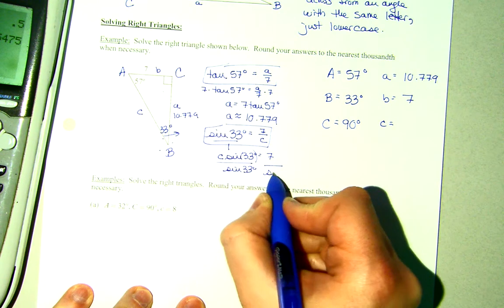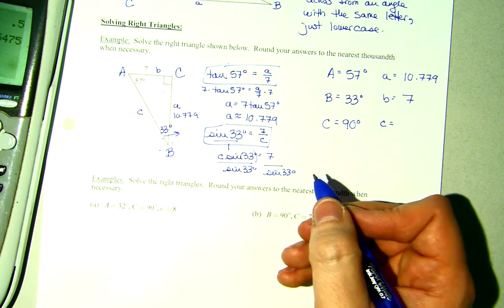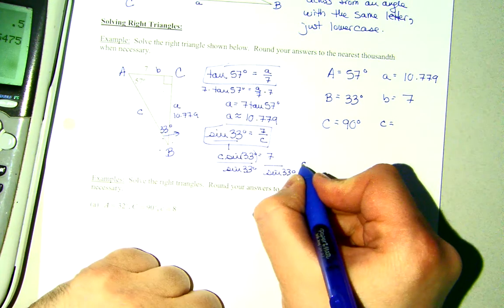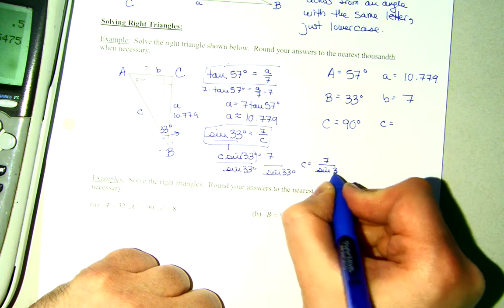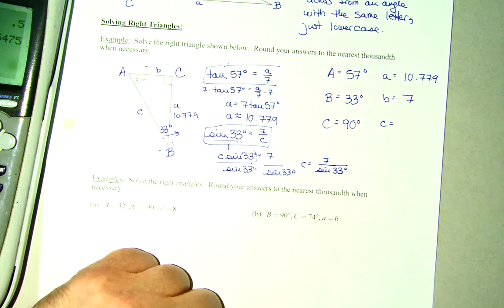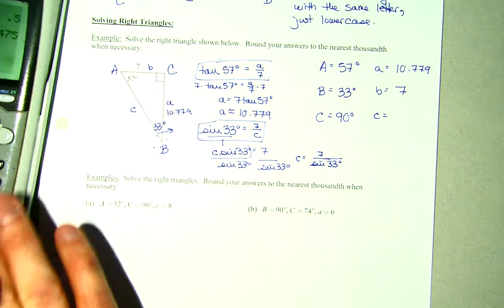I want to do some algebra first. I want to get basically a formula for the side I'm looking for. And then I can just type that one line into the calculator and be ready to go. So I'm going to say 7 over the sine of 33 degrees. Go type it in. Now it's really just one line of work on your calculator.